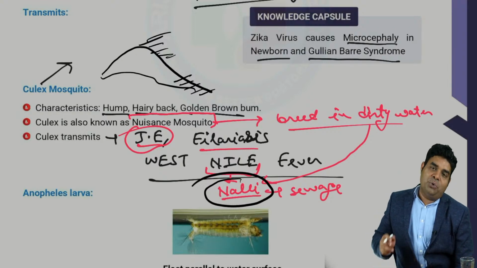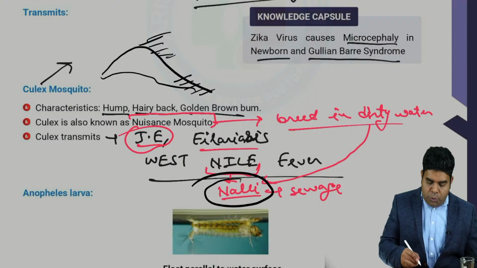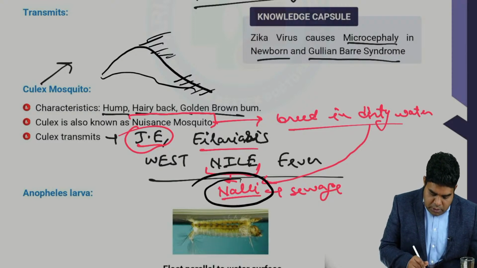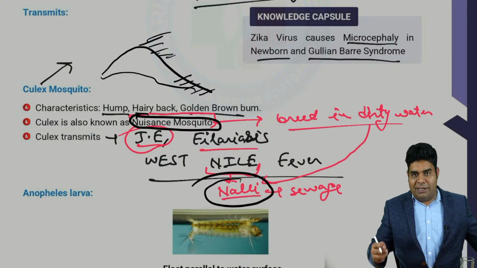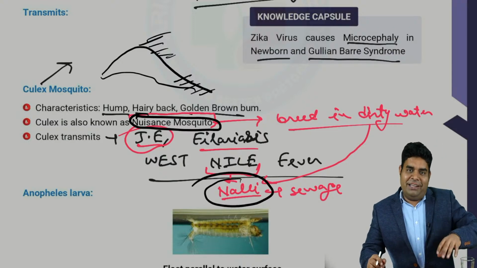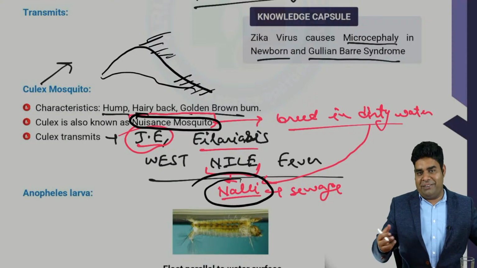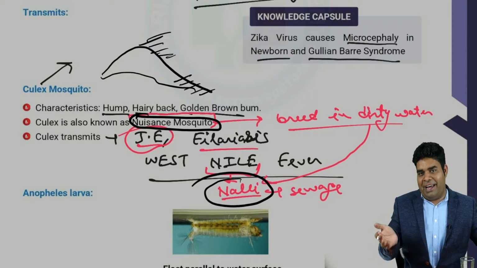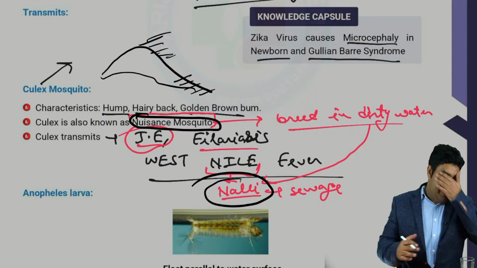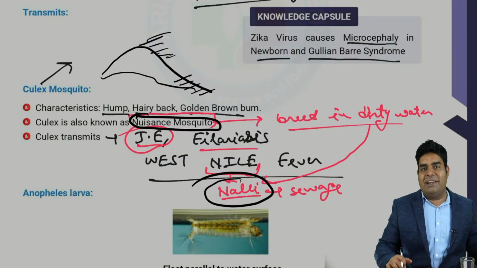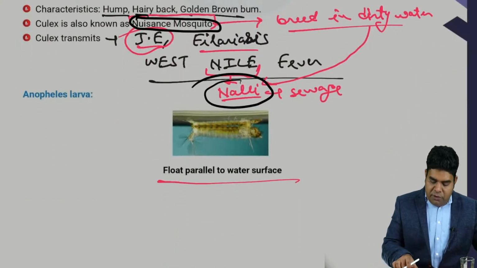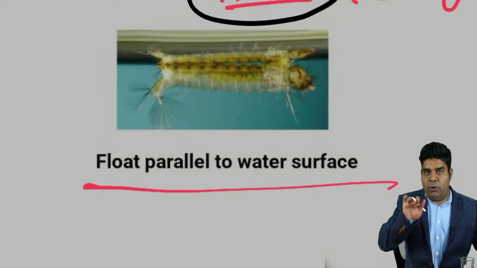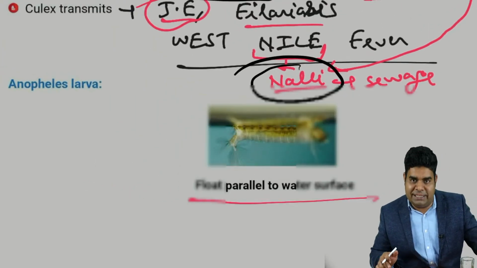Because Culex breeds in dirty water, that's why we call Culex a nuisance mosquito. And Culex is known as a nuisance mosquito because it breeds in dirty water. So that's why Nali fever, West Nile fever, sewage water is Nali. So Nile or Nali, you can mix them and remember that West Nile is by Culex, Rift Valley by Aedes. If they give you the image of a larva which is floating parallel, that is Anopheles.